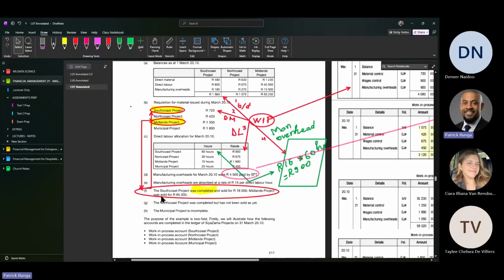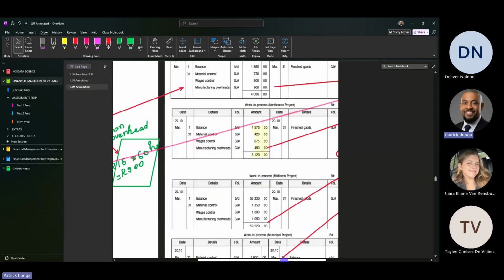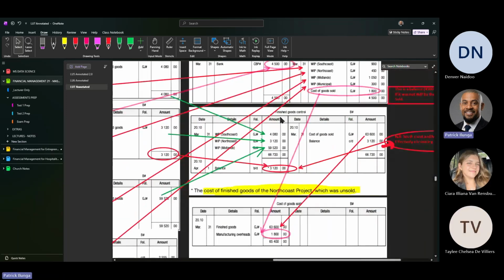And I will show this to you again. Remember this. I was reading this line to you, saying that the North Coast project was completed. Yes, it was completed. So you need to keep track of what is completed and what is not completed. We know the municipal project was not even completed. We don't even take that into account when we do this ledger for the finished goods. You see here, we don't even have the municipal because it was not completed. But these three were completed.